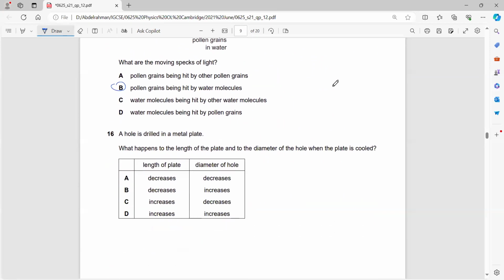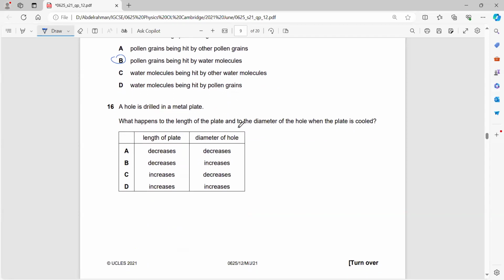A hole is drilled in a metal plate. What happens to the length of the plate and the diameter of the hole when the plate is cooled? You have a plate, for example, and you have a hole inside the plate. Any ideas? A, which is correct. Yes, the length of the plate decreases and the diameter decreases. B is wrong.